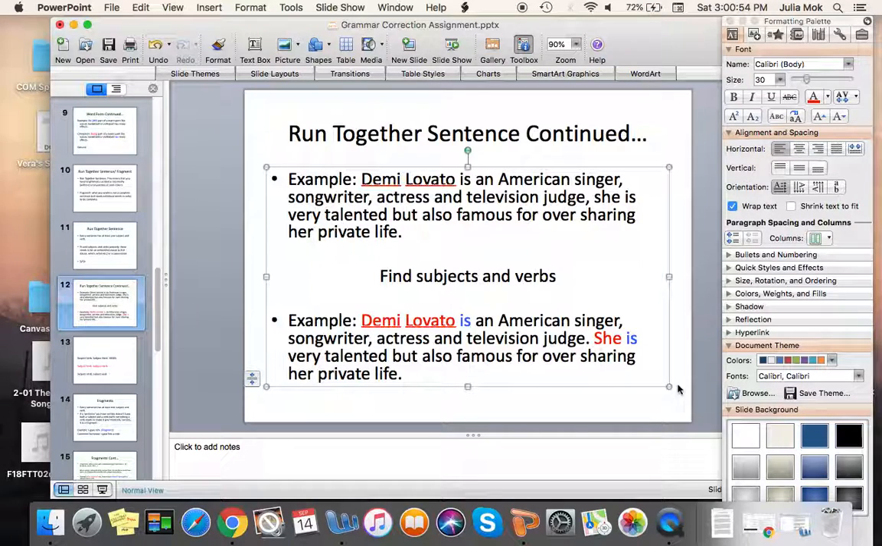Capitalize she, and then there's no problem. Very, very easy fix.